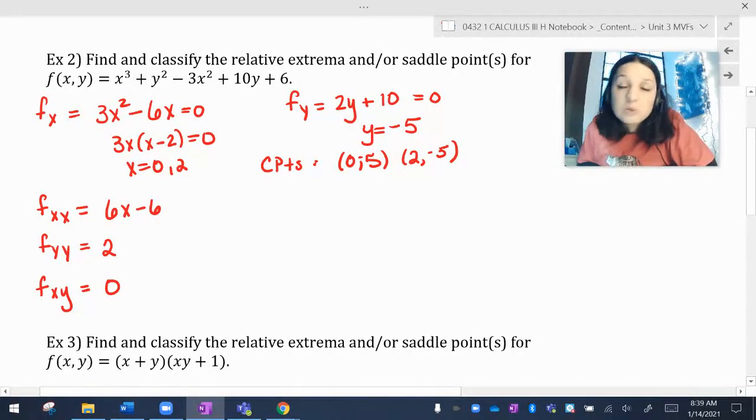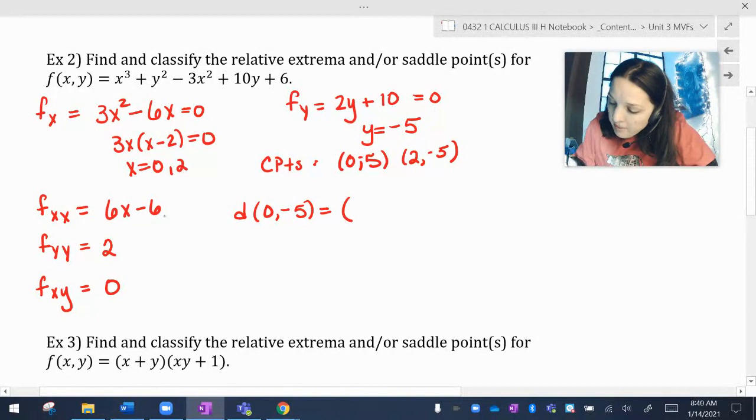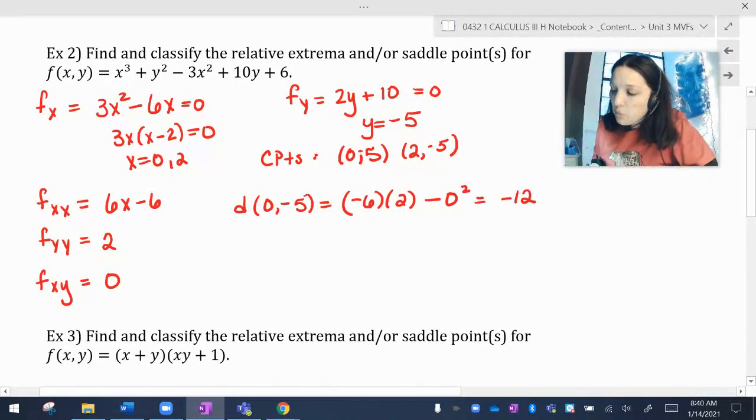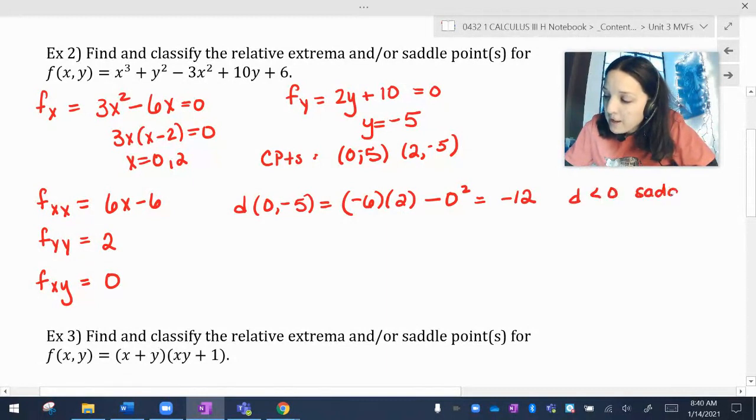That doesn't happen all the time. It just happened twice in a row. It's fine. All right, now I want to find D for the point (0, -5). So f sub xx is going to be, well, let's see, at x equals 0, f sub xx is -6, f sub yy is 2, and f sub xy squared, that's going to be -12. Since D is less than 0, that makes a saddle point at the point (0, -5), whatever z is.